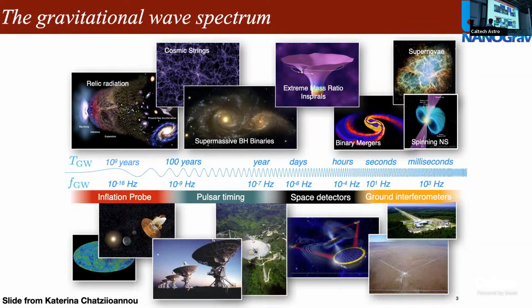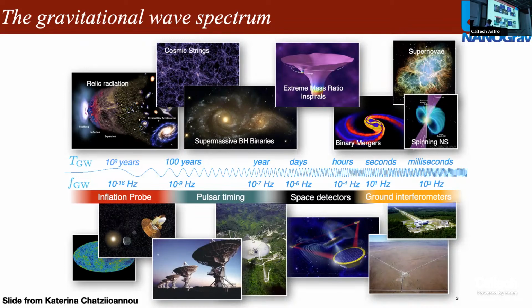As you move down into the years-long regime for your gravitational wave periods, we're talking about supermassive black holes. So these are the massive black holes at the centers of galaxies. Those galaxies merge, and those supermassive black holes end up in binaries with one another, and those binaries emit gravitational waves. And that's the signal that we're interested in with pulsar timing arrays, and that I'm here to talk about.